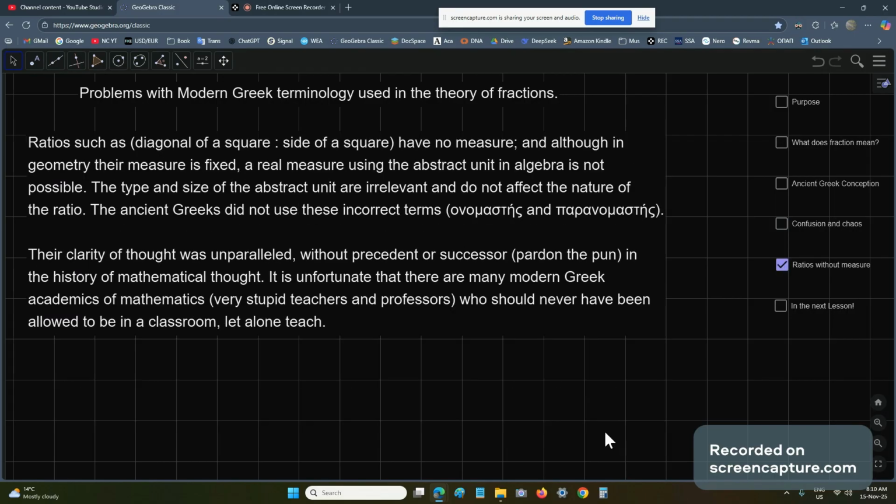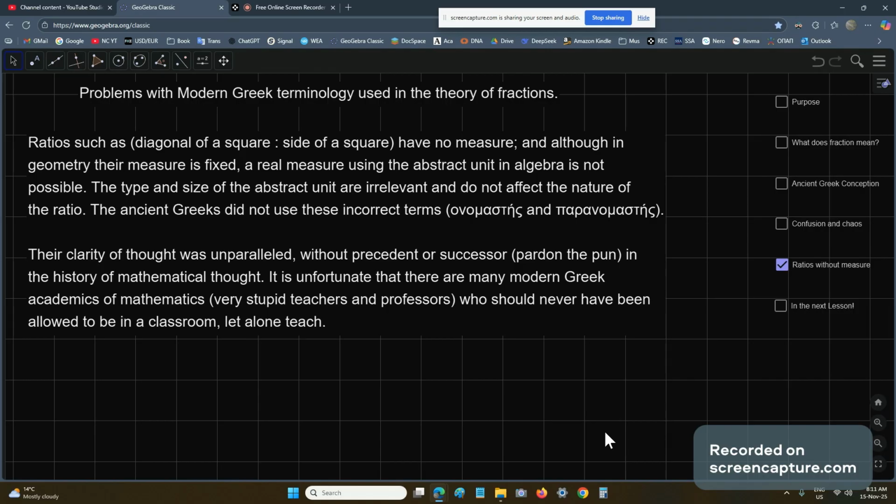So ratios such as diagonal of a square to the side of a square have no measure because they don't have quotients. You can't take a ratio that is the diagonal of a square and the side of a square and measure it by equal parts. Okay. Although in geometry the measure is fixed, a real measure using the abstract unit in algebra is not possible. So what we do there is approximation. We divide the denominator into more and more equal parts, and we get a more refined measure each time, right? So the type and size of the abstract unit are irrelevant, and they do not affect the nature of the ratio.